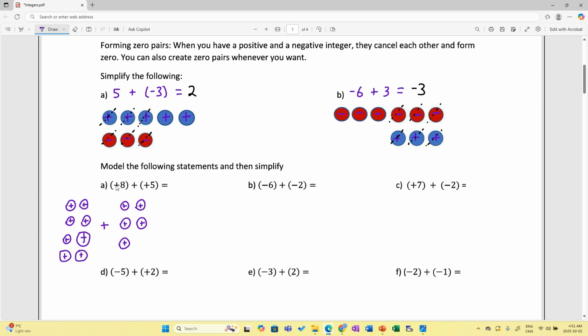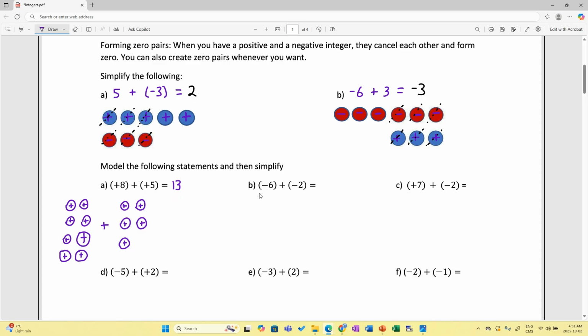Now, for my answer of 8 plus 5, you guys know the answer. It's just going to be 13. How I get there is I simply add up all the positive circles that I have. I don't have to cancel anything out because they're the same sign. So I simply have 1, 2, 3, 4, 5, 6, 7, 8, 9, 10, 11, 12, 13 positive circles. So my answer is positive 13.